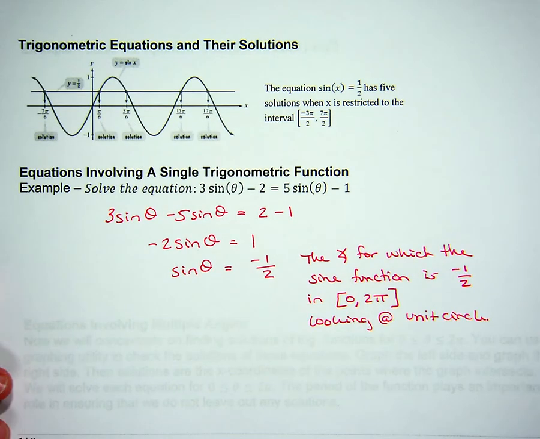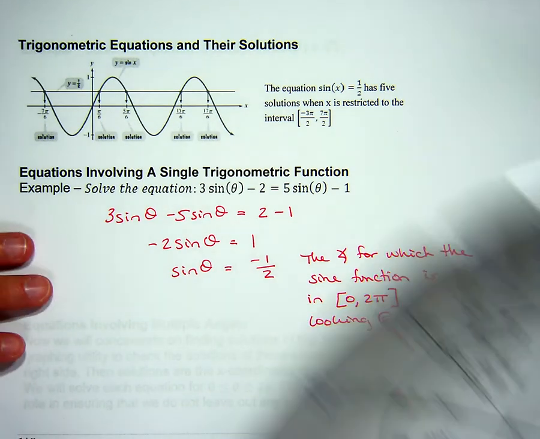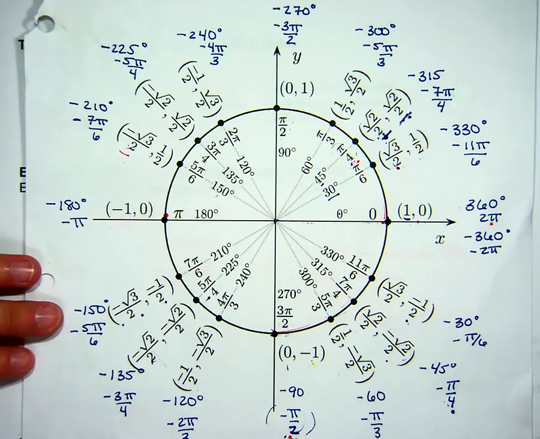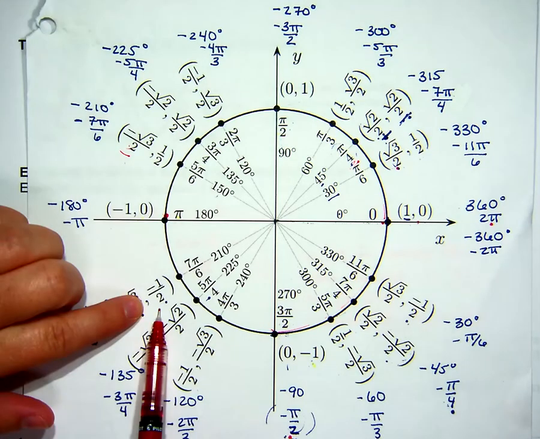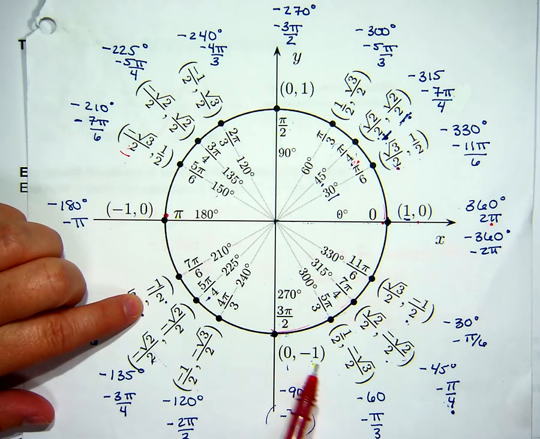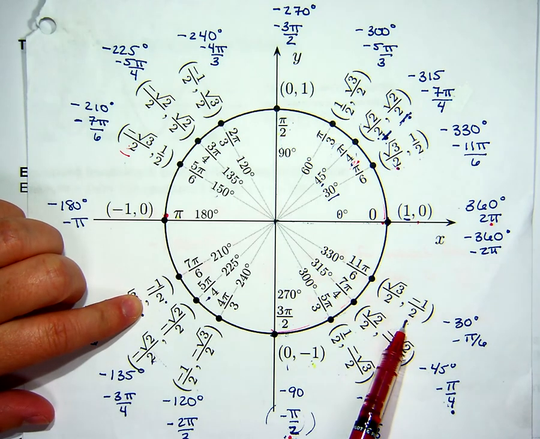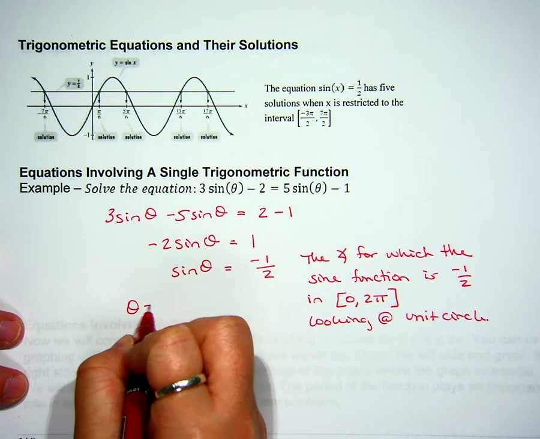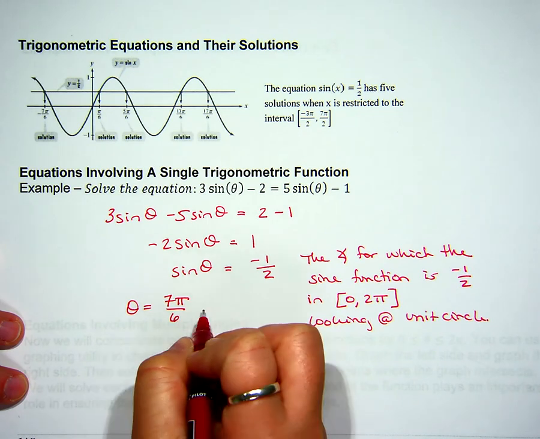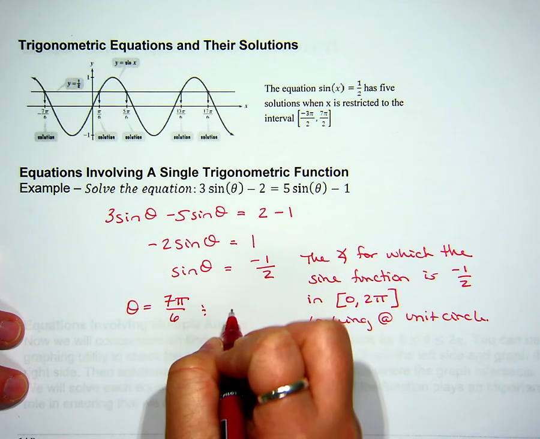So let's go to our unit circle. I'm looking for sine. Remember, sine is negative 1/2. Sine is y. So where is the y negative 1/2? There's one. Keep going around because there might be more. And there's one. That means that sine theta is negative 1/2 at 7 pi over 6 and 11 pi over 6. So theta is equal to 7 pi over 6 and theta is equal to 11 pi over 6.